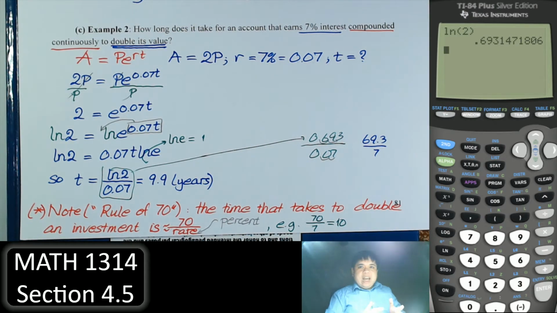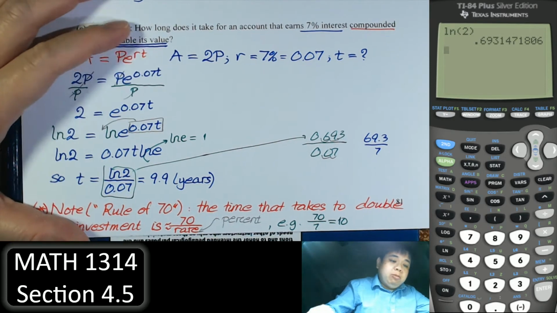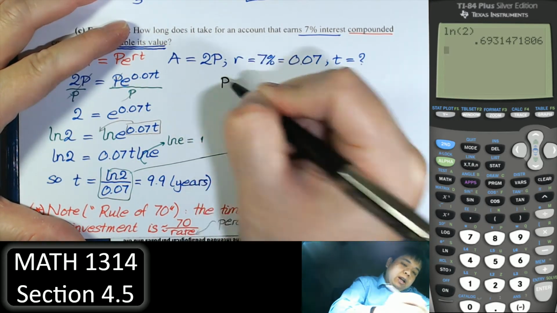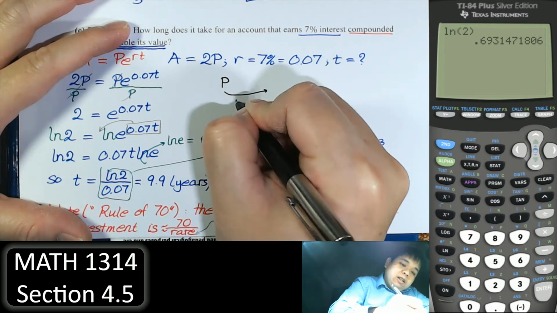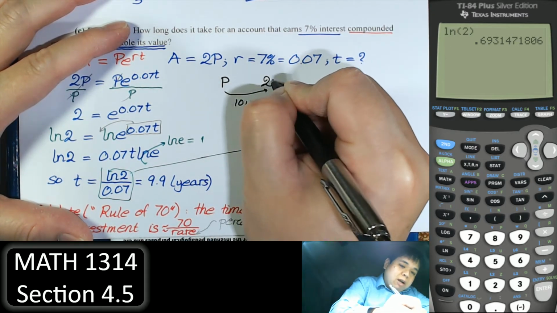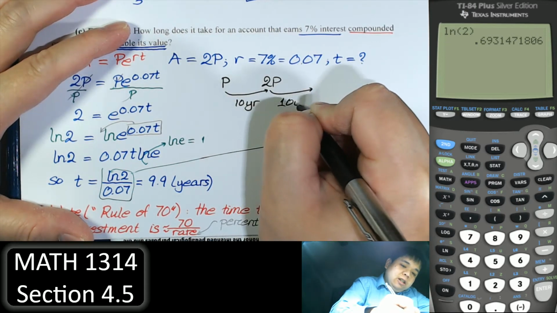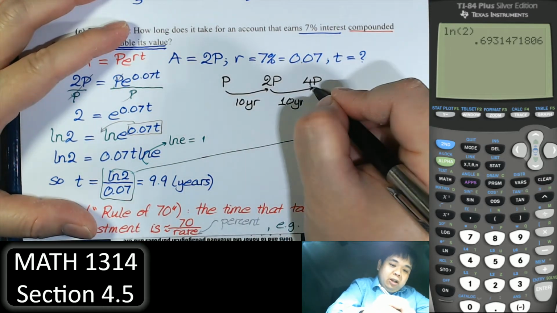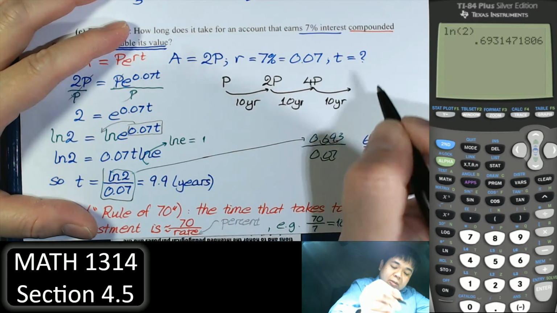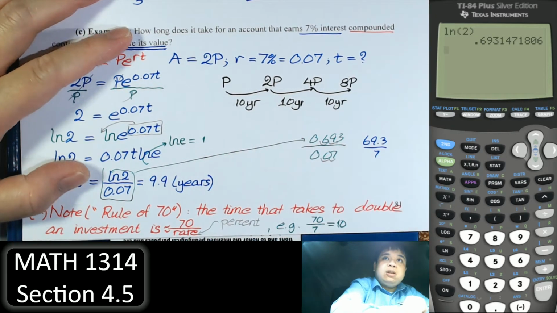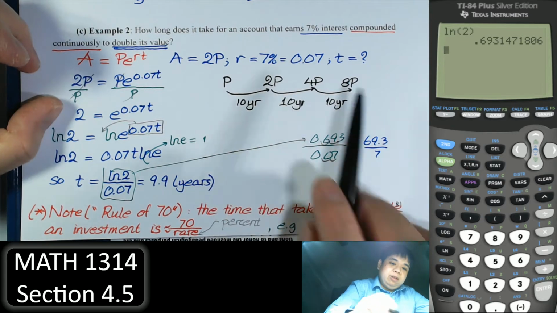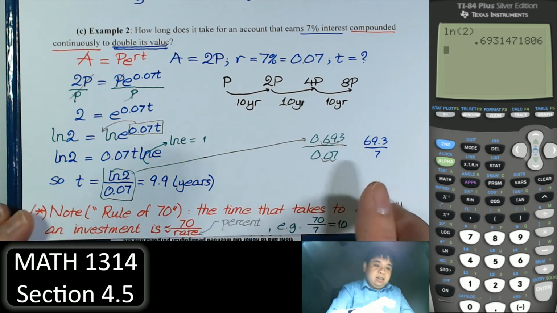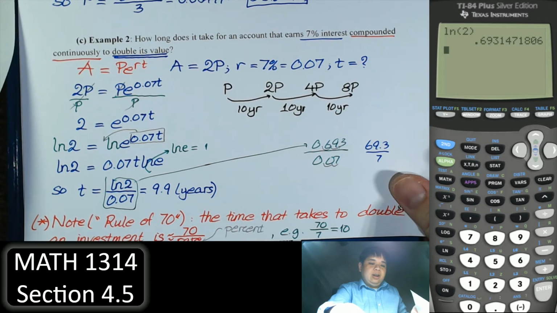So it's going to take about 10 years to double an investment in this case, and then it will double again in another 10 years. The exponential growth will be like this. Originally, we have a principal. It will take 10 years to go to 2 times that. It will take another 10 years to double whatever it was 10 years ago. And then in another 10 years, it's going to be 8 times the principal. So every 10 years, it's going to double in this case.